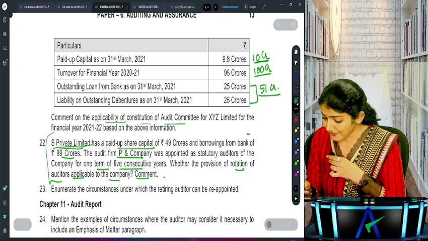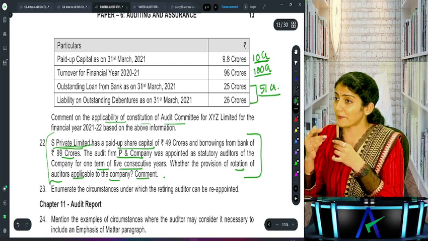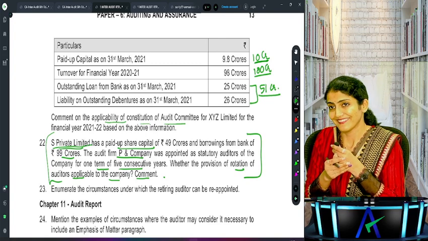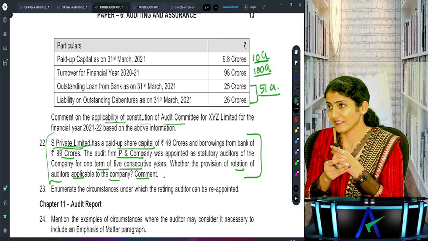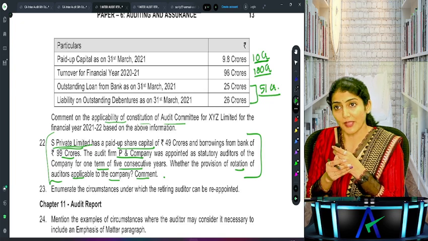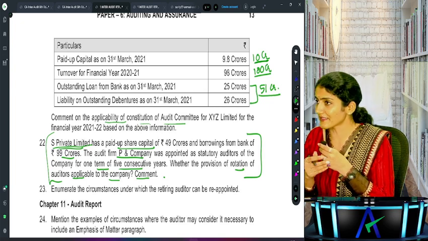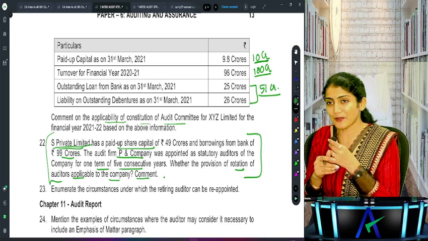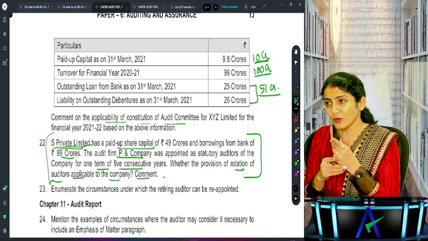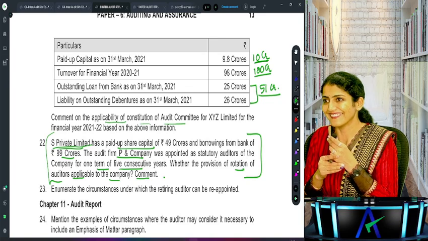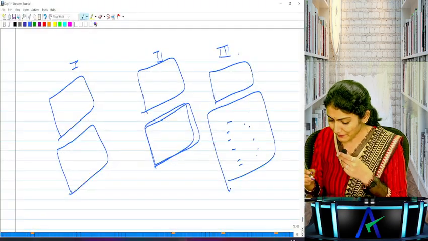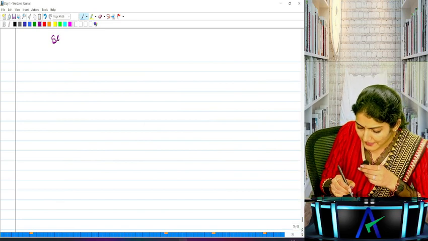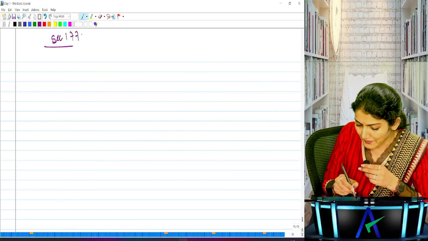No, first I am asking you, tell me whether rotation provisions are applicable to S Private Limited. Rotation provisions are applicable. Yes, what do you others think? Rotation provisions, are they applicable to S Private Limited? No? You know what is section 139? Subsection 2. Right, so see, one, we studied right now the applicability of section 177.